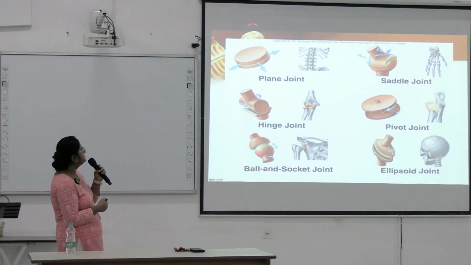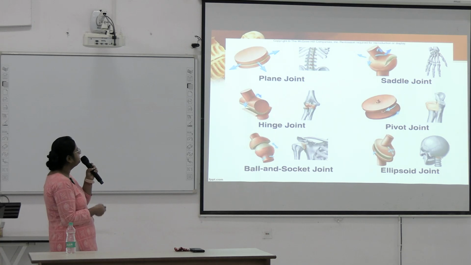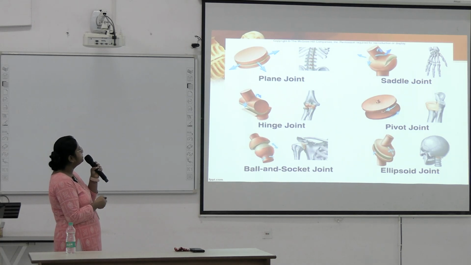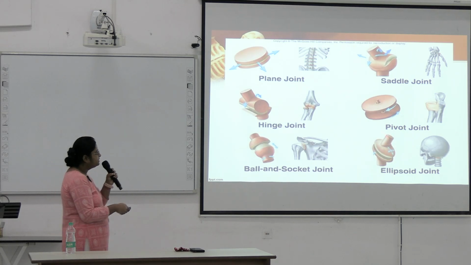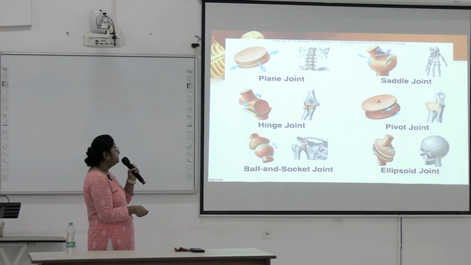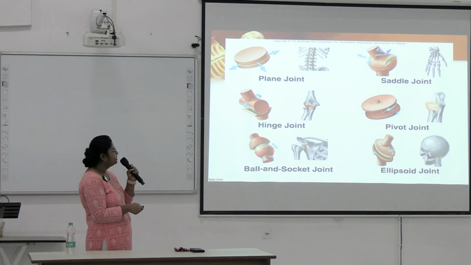So these are the schematic presentation of different joints. Plane joint, two surfaces are plane. Hinge joint, one is rounded, one is concave. Then ball and socket type of joint, ball shaped head and socket is formed by another bone. Ellipsoid joint, one is convex elliptical surface and another is concave surface lodging this elliptical surface.